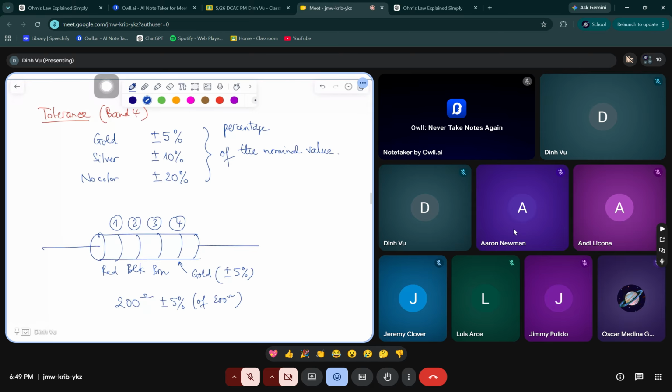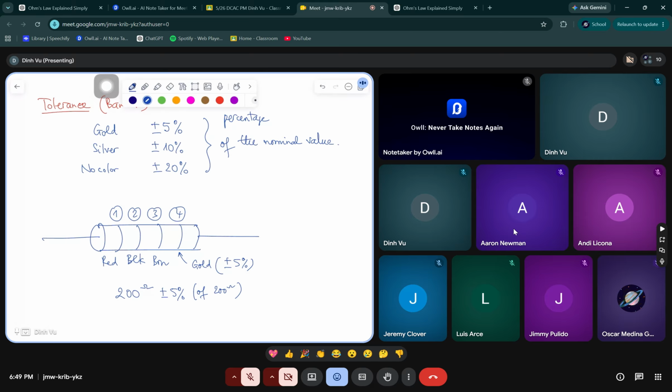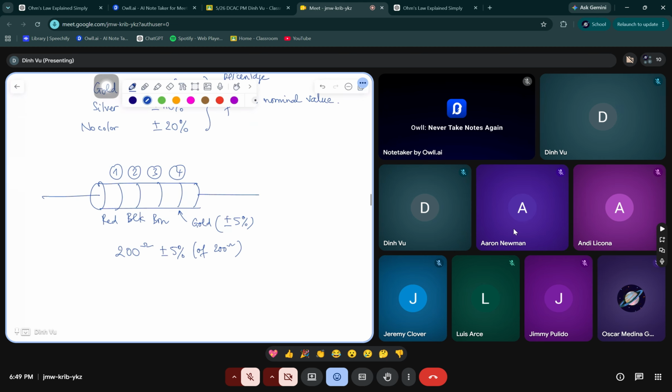So now, 5% of 200 ohms is how much? 10 ohms. Is it right? You calculate 5% of 200 ohms. You take 5% multiplied by 200 ohms, you have 10 ohms. This is the tolerance. 10 ohms.